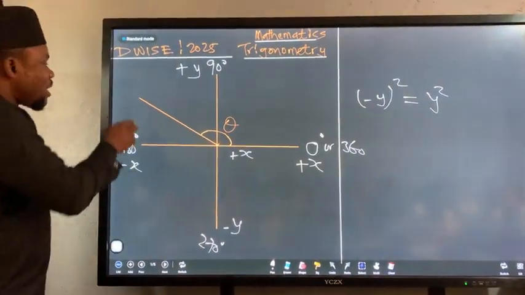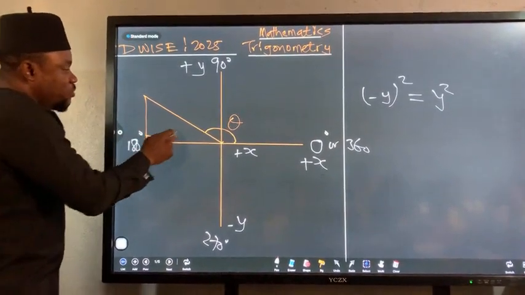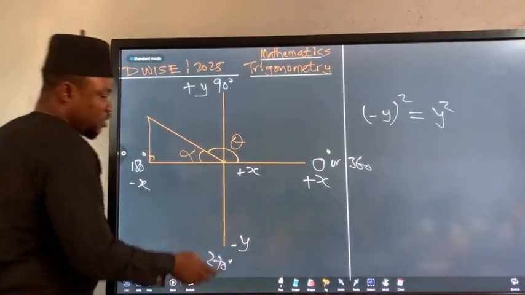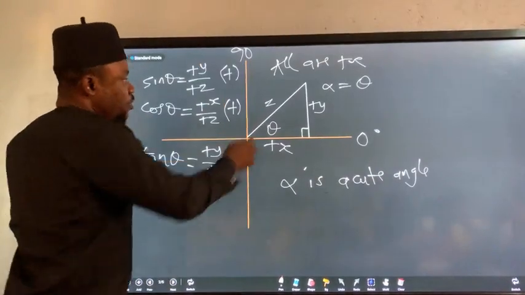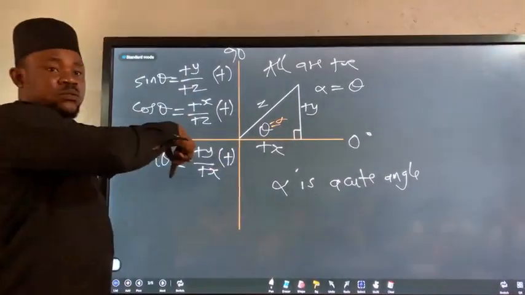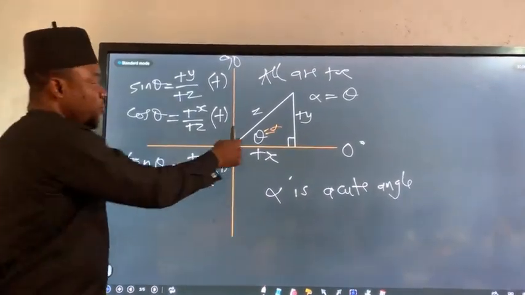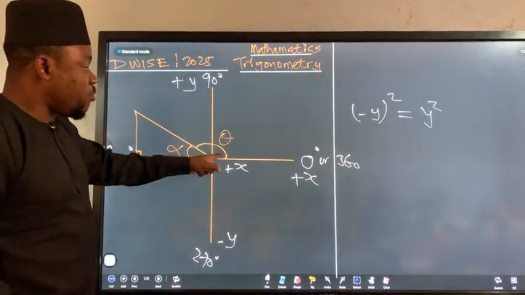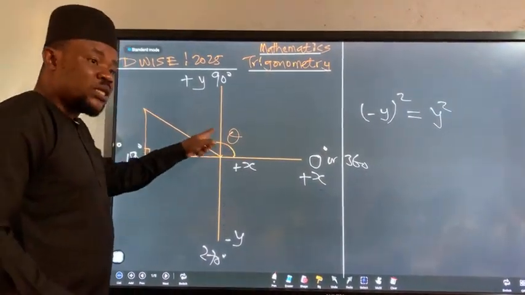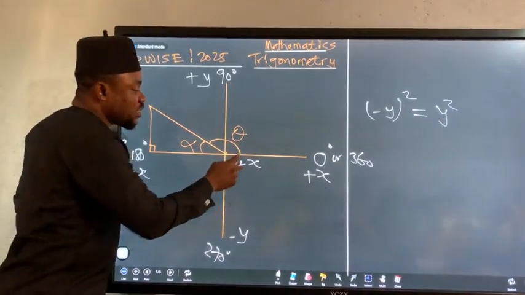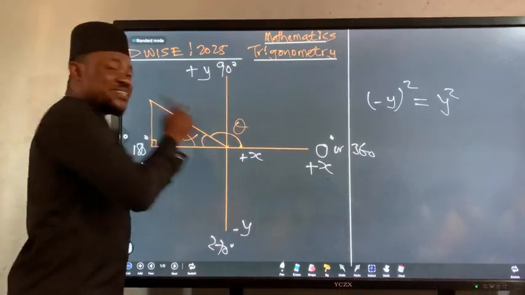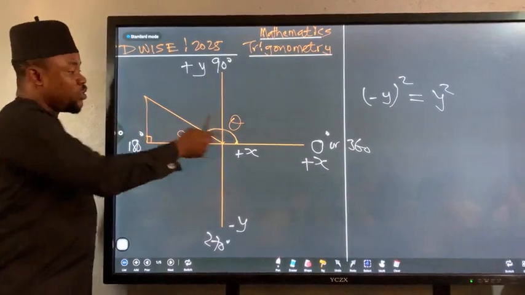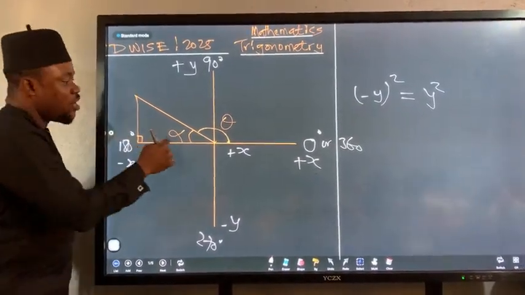My acute angle value will always be inside the space. Do you understand what I'm saying? In this case, my acute angle is equal to theta, because theta is an acute angle here. In this case, how far have I traveled? I've traveled from the first quadrant to the second quadrant. That means I must have passed 90. Am I correct? So this theta now is greater than 90, but less than 180.